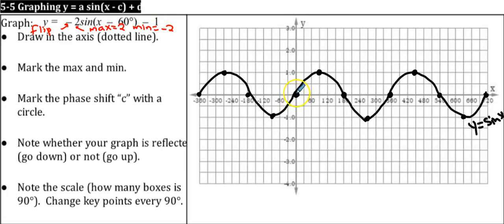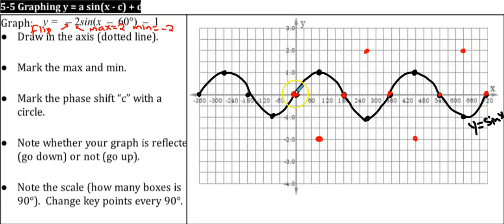So the zeros will stay at 0, but now this max will be at 2 and the min will be at -2, but because the a value is negative, it's going to flip. So instead of this point going up to a max, this point is going to go down to a min, and the min is going to be -2. And then center, max, center, min, and continue.